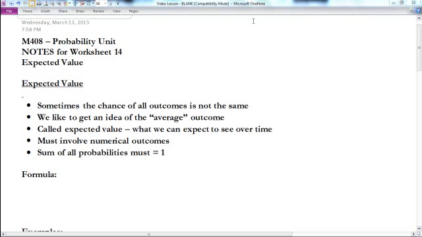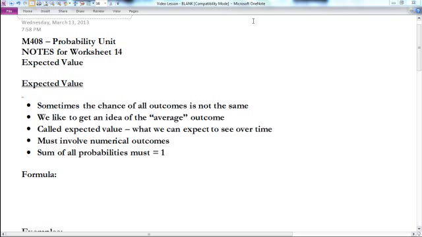Today we're going to talk about a concept called expected value. Sometimes the chance of all outcomes is not the same. So what we like to do is talk about what would occur if the event were to happen over and over and over. Then we could see what is called the expected value.